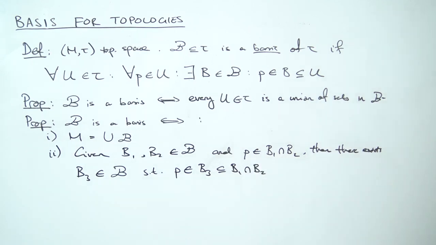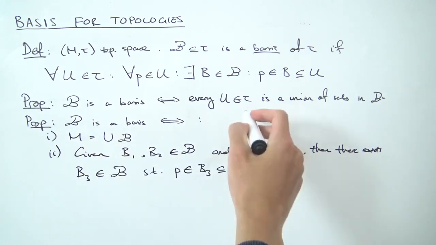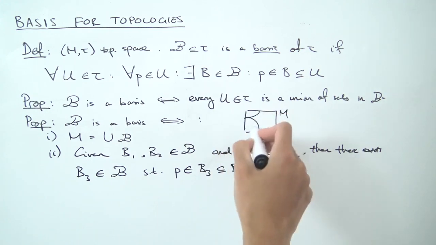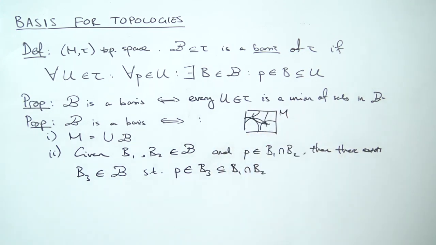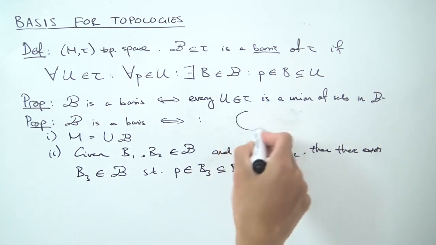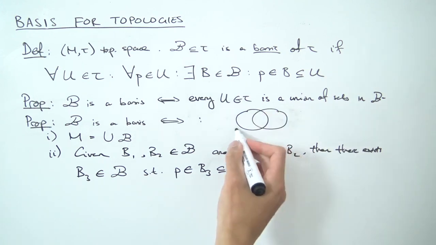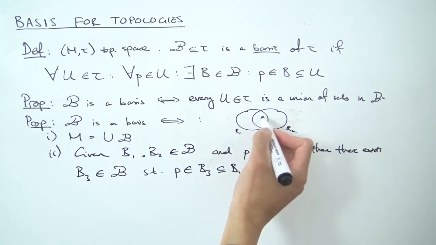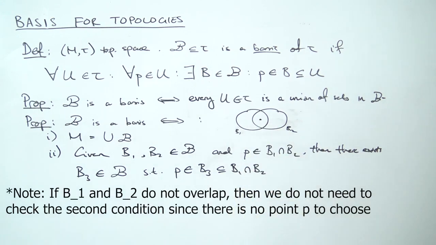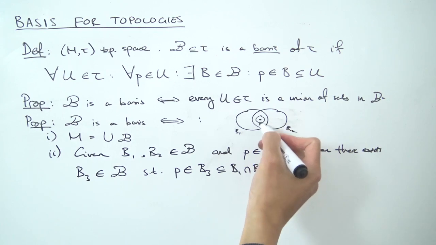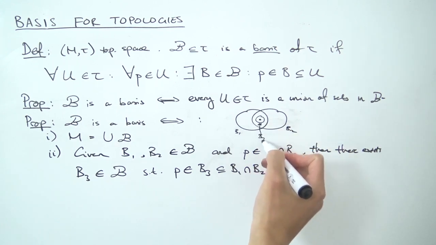So in terms of a picture, what does this look like? The first condition is pretty obvious. If I have my topological space M here, then if I union all the B's together, I must be able to recover my whole entire M. For the second condition, given B1 and B2 in B, here's my B1 and here's my B2, and any point P in the intersection, let's say this is my point P over there, then there must exist another basis element B3 that contains P, and the whole thing is contained within the intersection. So this guy right over there, that's my B3.